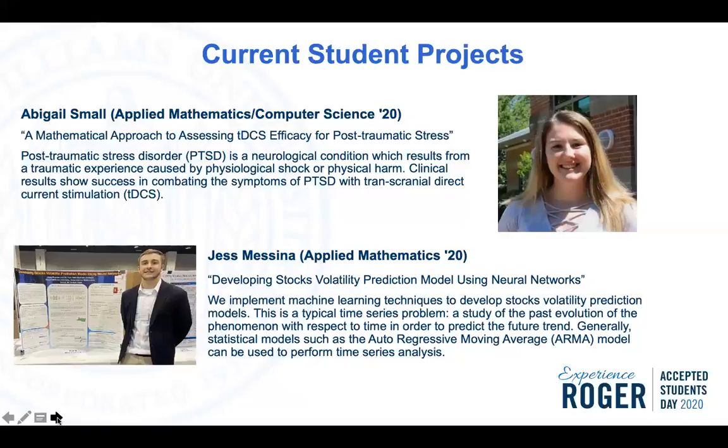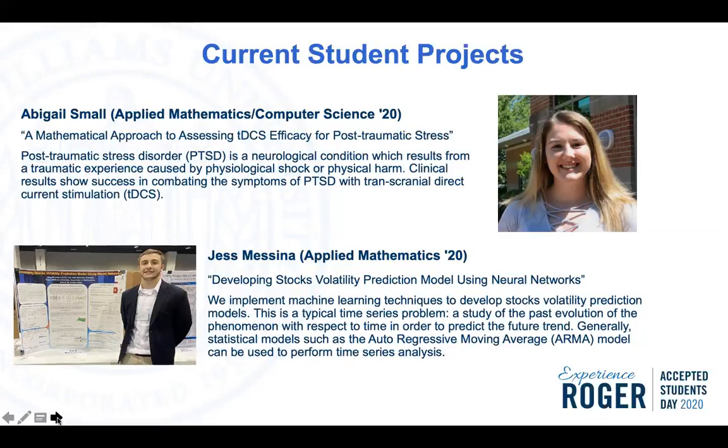year. So Abigail, who was an applied mathematics and computer science double major, did a project on a mathematical approach to assessing efficacy for post-traumatic stress. This is really basically Alzheimer's disease. So she was working on Alzheimer's disease. And this fall, Abigail is going to go to the PhD program at Rensselaer, RPI, to do applied mathematics. Jess worked with the stock market, right?